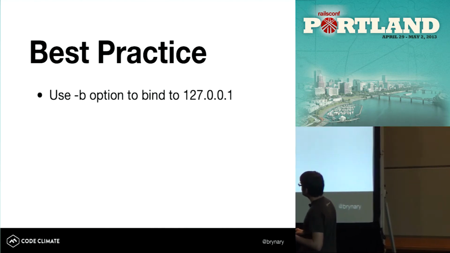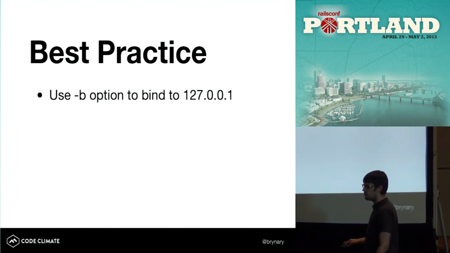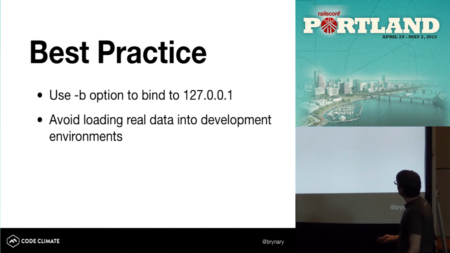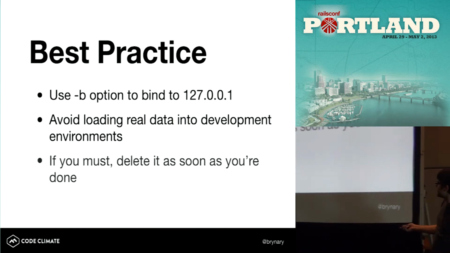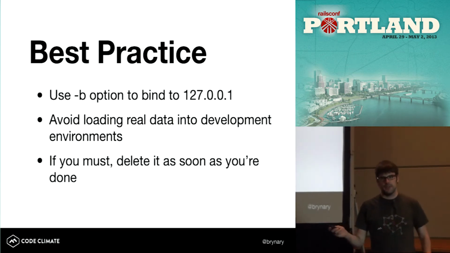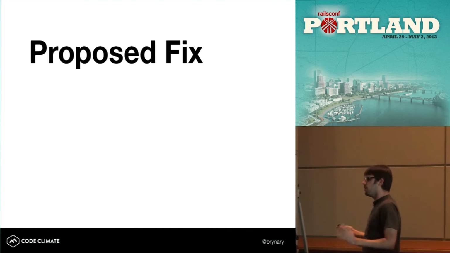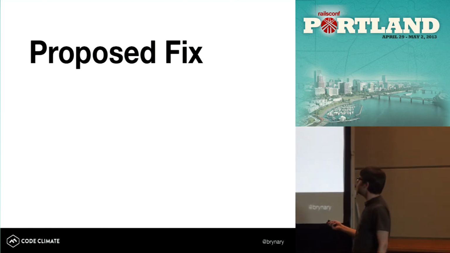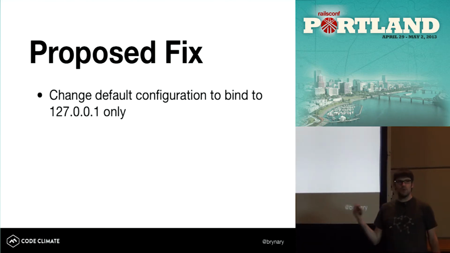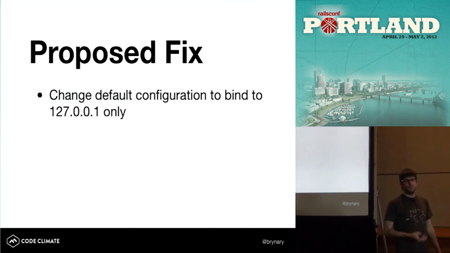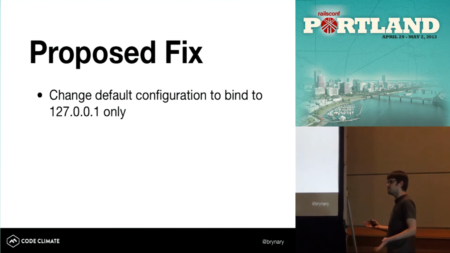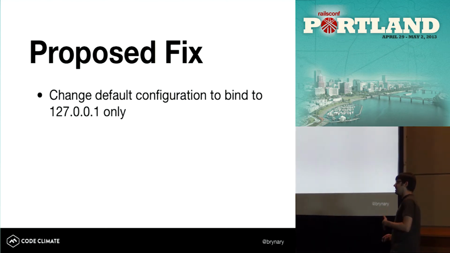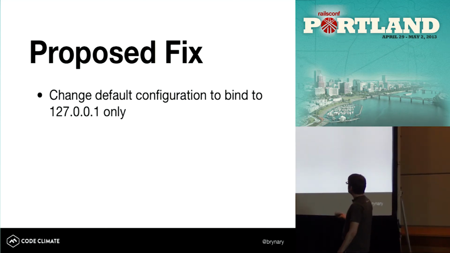So the best practice: use the -b option to bind to localhost instead of 0.0.0.0. Avoid loading real data into your development environment. That's a risk anyway for lots of reasons. And if you do, delete it as soon as you're done with it. So it's more general. But the proposed fix: Rails should change the default so that it binds to localhost instead of all interfaces by default. And people who need it to bind to all interfaces can obviously just add the -b flag and change it for their environment. But we can have a secure default behavior. Okay.